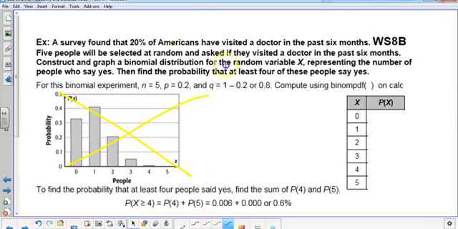This is on your paper. A survey found that 20% of Americans have visited a doctor in the past 6 months. 5 people were randomly asked if they went to the doctor in the last 6 months. Construct, it says and graph, but remember I said you don't have to graph. Binomial distribution for the random variable x, representing the number of people who said yes. So what is our random variable? Did you go to the doctor and you said yes? Out of how many people?